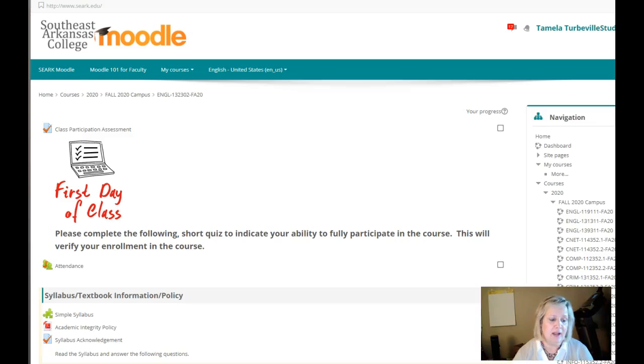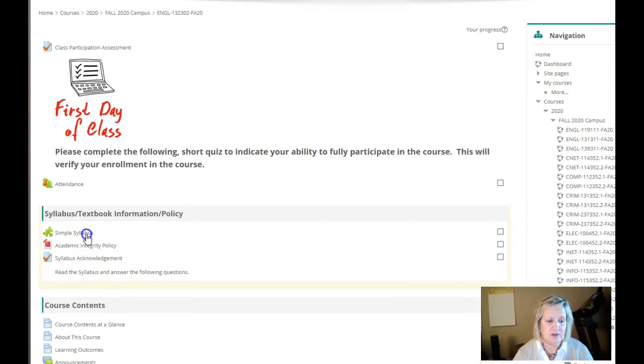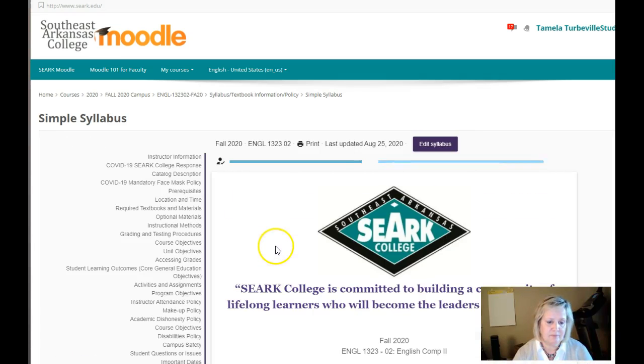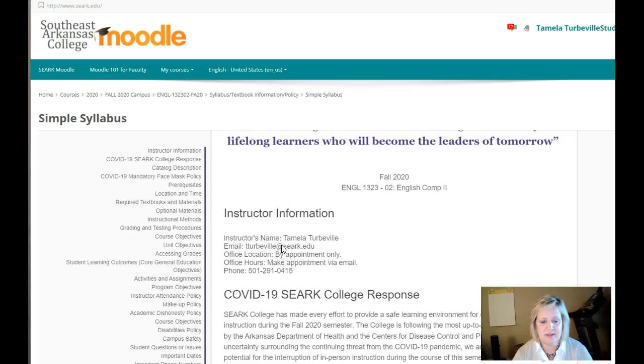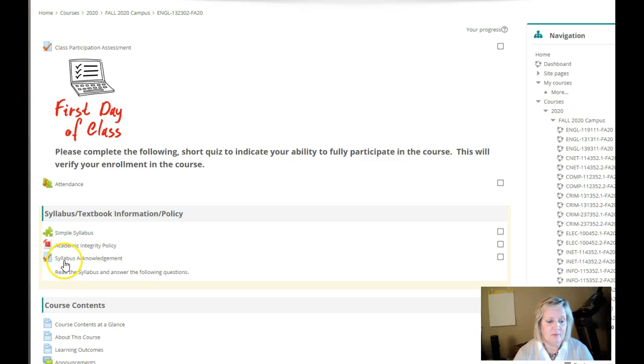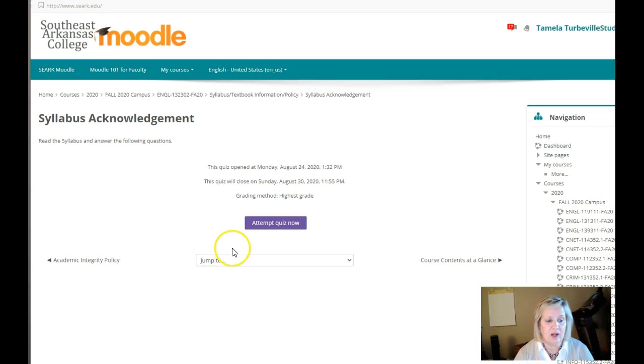Then take a look at the syllabus here through Simple Syllabus. Give it just a moment. All right, this is your syllabus for this course. Please take a moment to read over it completely. Let me know if you have any questions or problems or there's things that you may not be able to complete in this course. Then I'd like for you to take the syllabus acknowledgement.